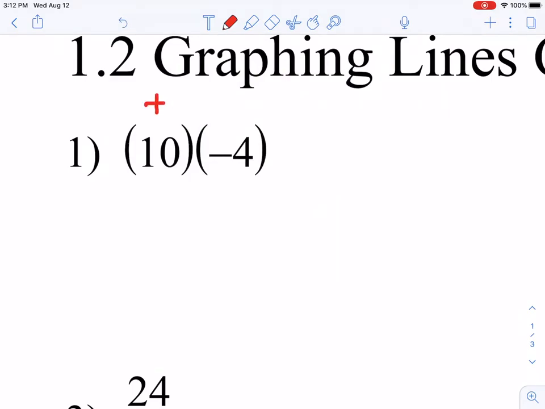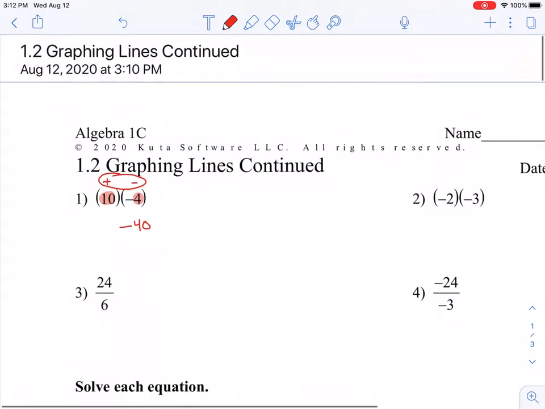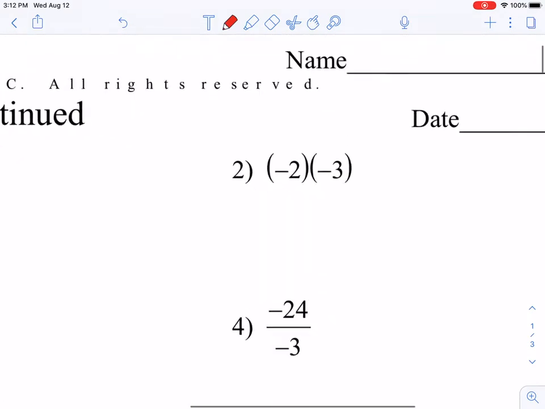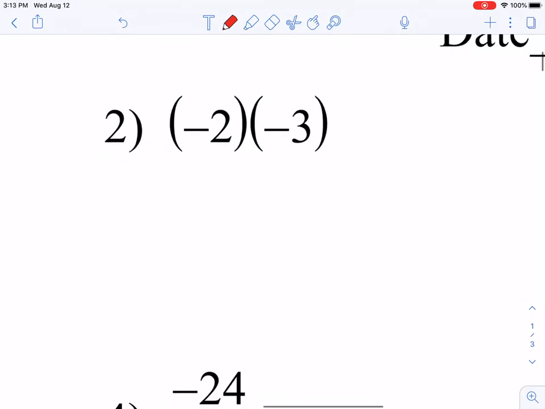We have a positive and a negative. So when we're multiplying, if our signs are different, our answer is going to be negative. If our signs are the same, our answer will be positive. So in this case, our signs are different. We will get a negative, and then I'm just multiplying 10 times 4 to get 40. So I'm doing my signs first with these, and then I am doing my operation, my math.